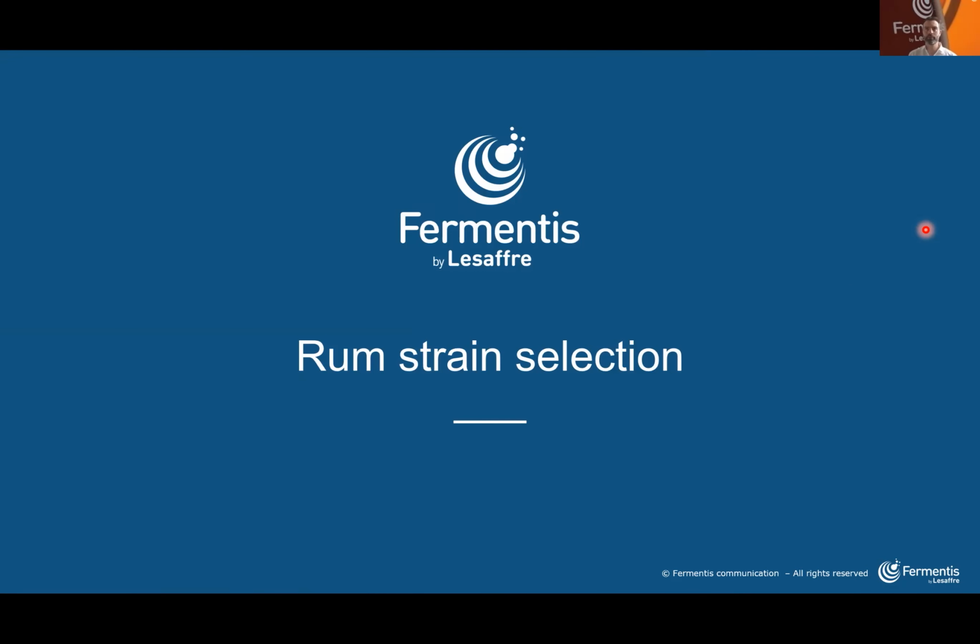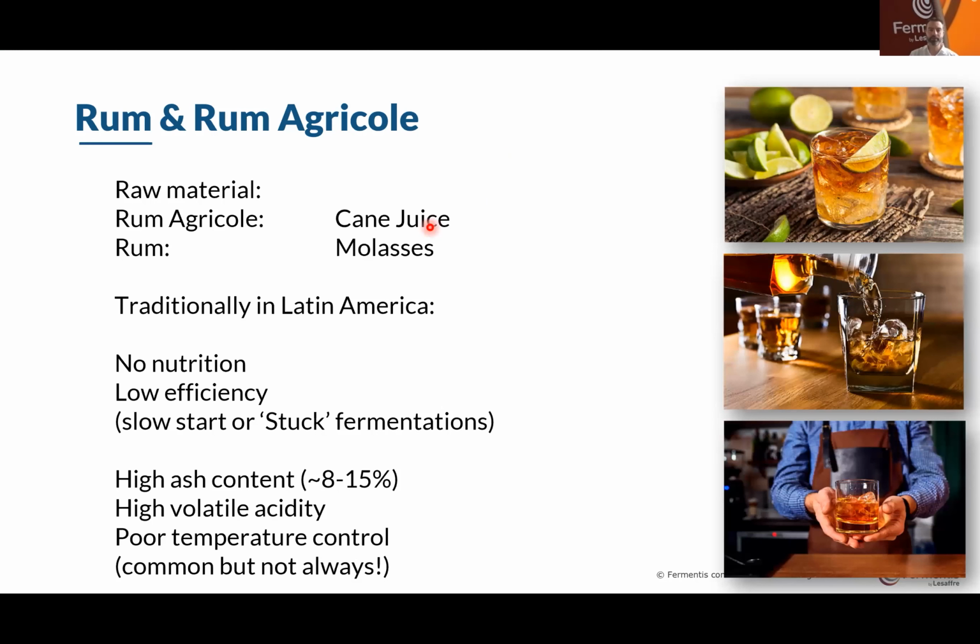Let's talk also a little bit about rum strain selection. Of course, the rum has a completely different base for fermentation. It can be sugarcane juice for rum that is called agricole, and also you have molasses, sugarcane molasses, for instance, for other types of rum. We all know that rum is produced mainly in Latin America. The cane juice and molasses have a very low amount of nutrient and nitrogen.